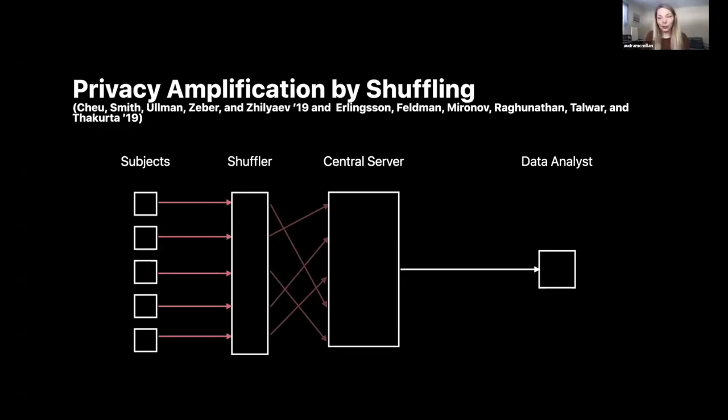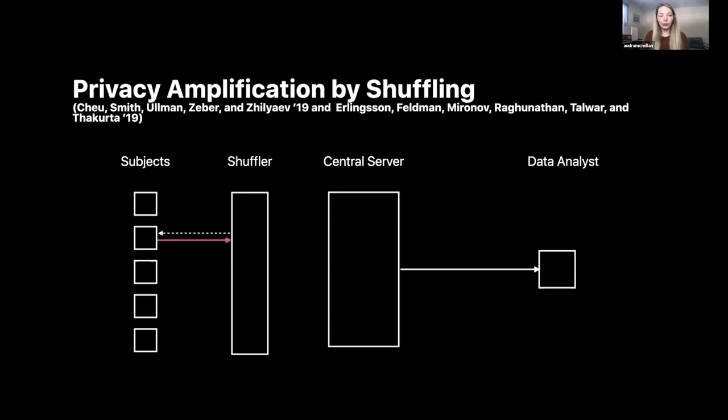And the observation that it does actually buy you something was established in a series of papers in 2019. This Cheu et al. paper looked at the case where each subject is running a binary randomized response mechanism. And this Erlingsson et al. paper proved a more general result, that whenever you have any locally differentially private mechanism, the guarantee after the shuffler is higher. So you get more privacy after the shuffling.